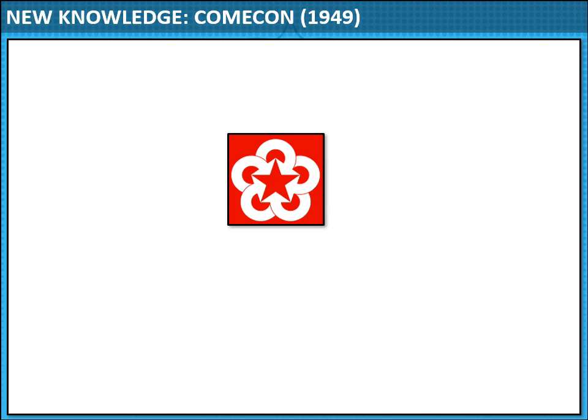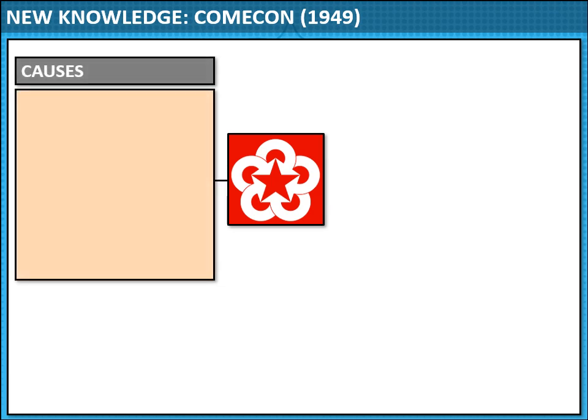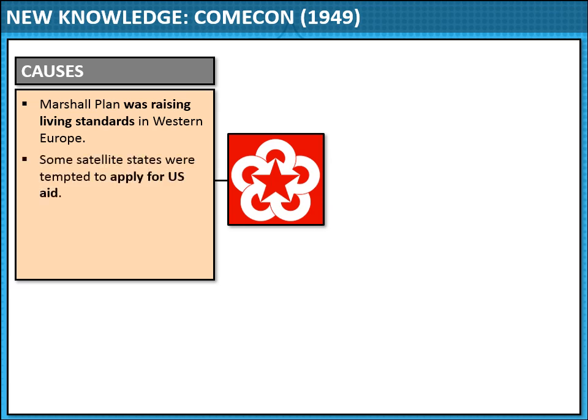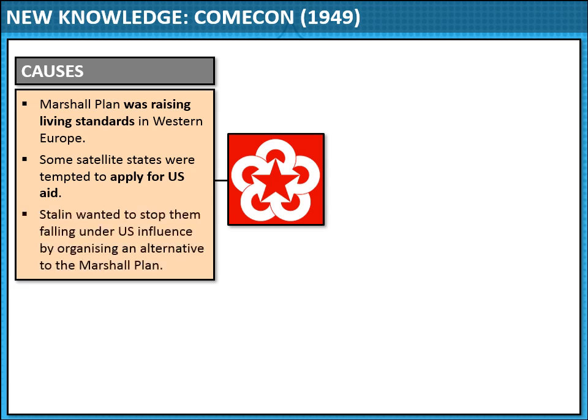Now let's look at Comecon, which Stalin set up 2 years later in 1949. Why did he do it? Well, by this time, the Marshall Plan was beginning to raise living standards in Western Europe. And some of the satellite states were tempted to apply for American aid too. Stalin could not allow this. He wanted to stop the satellite states falling under US influence by organizing an alternative to the Marshall Plan for communist countries.